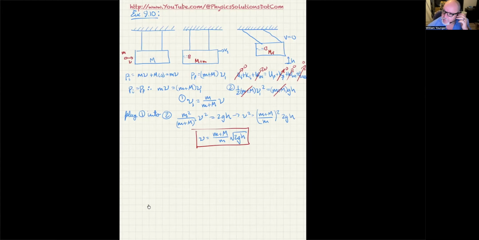Of course, I'd normally pause here and ask if anybody has any questions, but everybody's gone. So if you look, that is exactly the answer that your book has. Yes, I did get rid of the squares. I just want to make sure: when I took the square root of both sides, obviously that got rid of the square on the (m plus M) over m. So that's why it's (m plus M) over m without an exponent of 2, and then times the square root of 2gh.